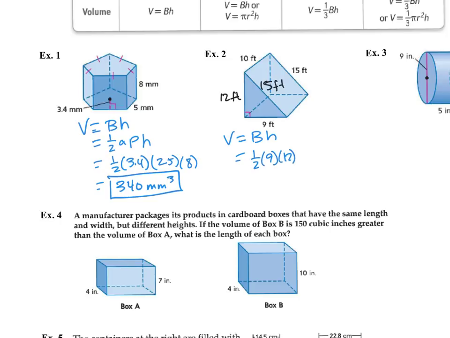Just make sure you're picking two dimensions that are perpendicular to each other and call those the base and the height. So this is the area of the base, and now I need to multiply it by the height of the prism, which is the distance from one base to another. So we'll multiply that by 10 and then do the arithmetic. Our answer turns out to be 540 feet cubed.